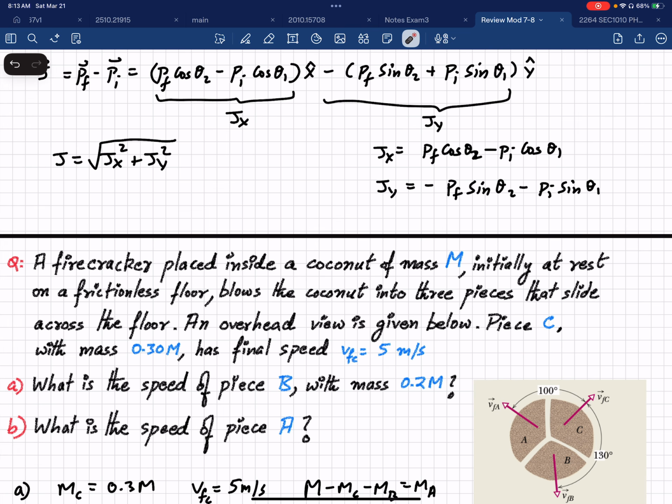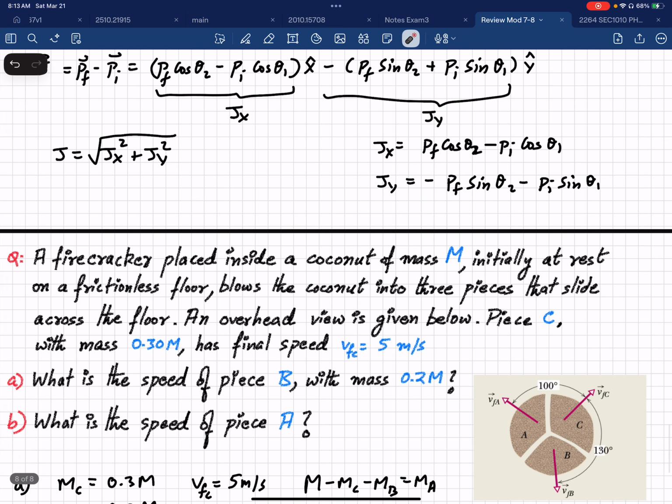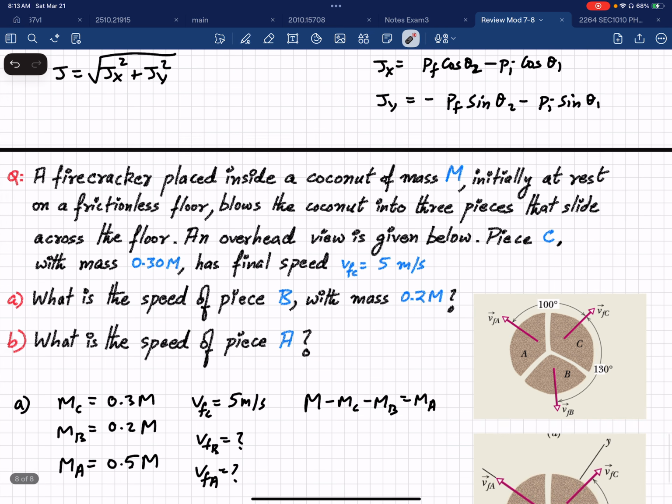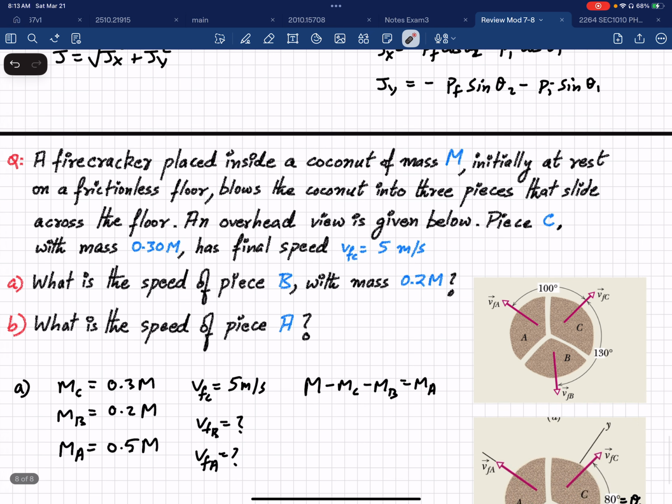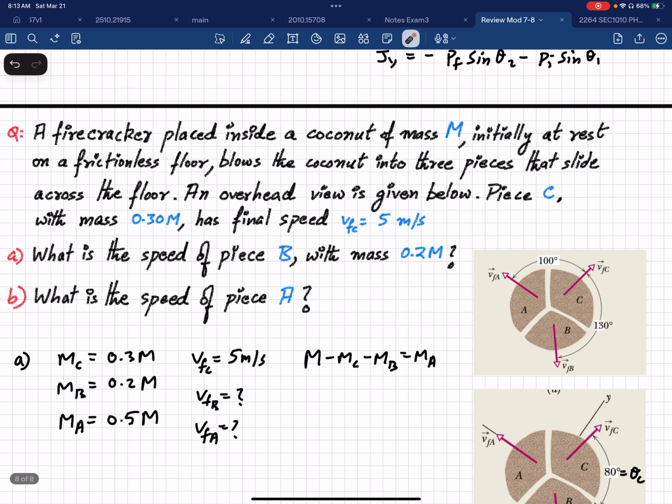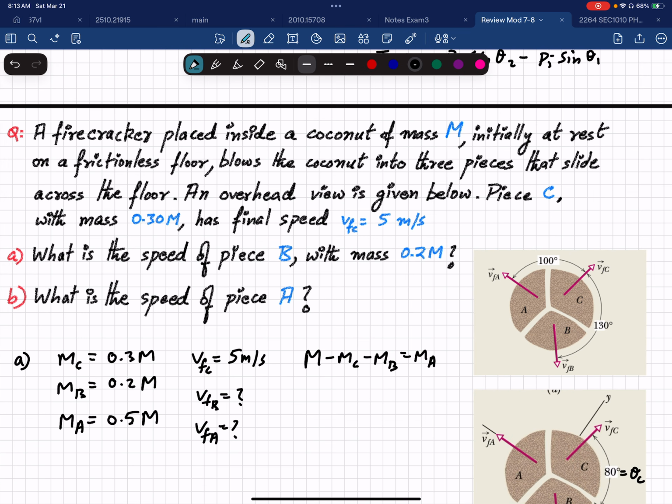Even if you knew the velocity and you don't know the mass, again, it's the same thing. You don't know the momentum. So it's better to go for one thing. In this question, in totality, we don't know the velocity of B and A. In other words, we don't know PFA, and we don't know what PFB is.